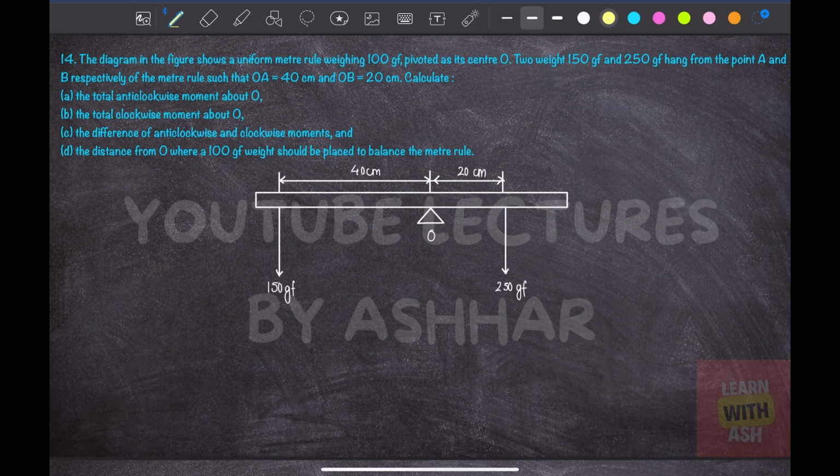Two weights, 150 gram force and 250 gram force, hang from the points A and B respectively of the meter rule such that OA is 40 centimeter. That means this portion is A and this whole thing is 40 centimeter. OB, this portion is B and this whole thing is 20 centimeter. Calculate the total anti-clockwise moment about O.